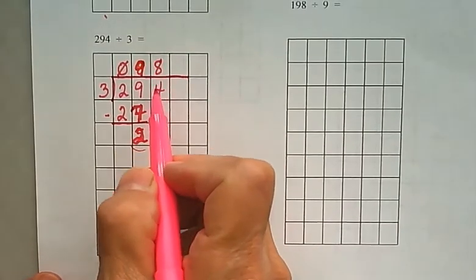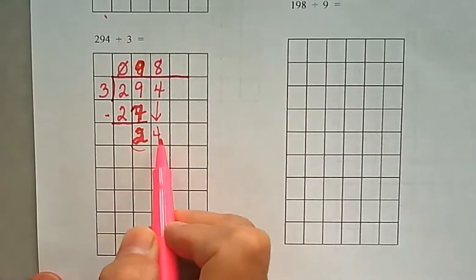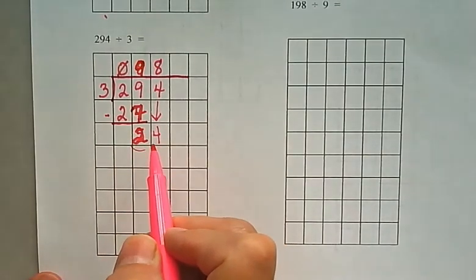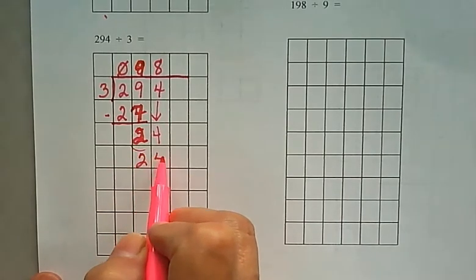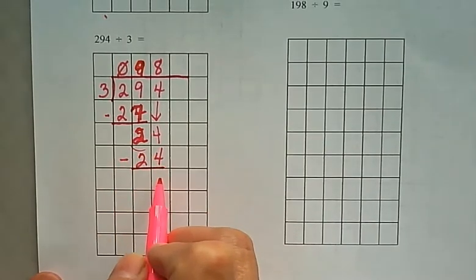Remember that 8 goes above the 4 because that's the last number in the digit we're dividing into. And then 3 times 8 is 24. We do our subtract here. And we get 0.